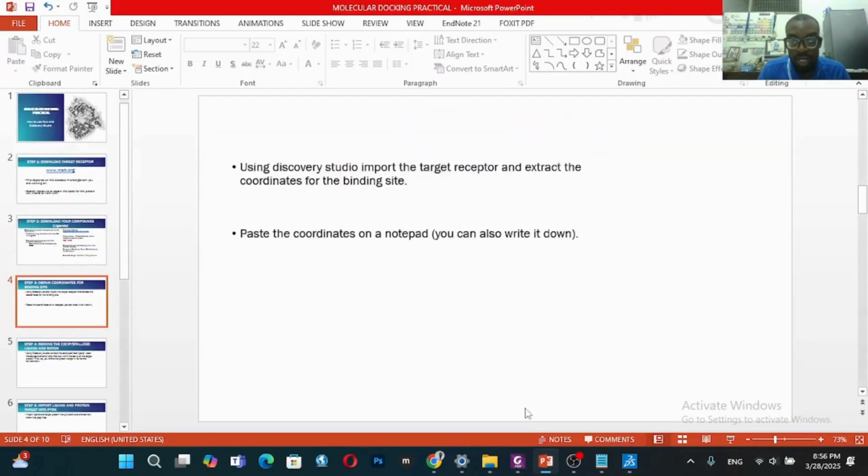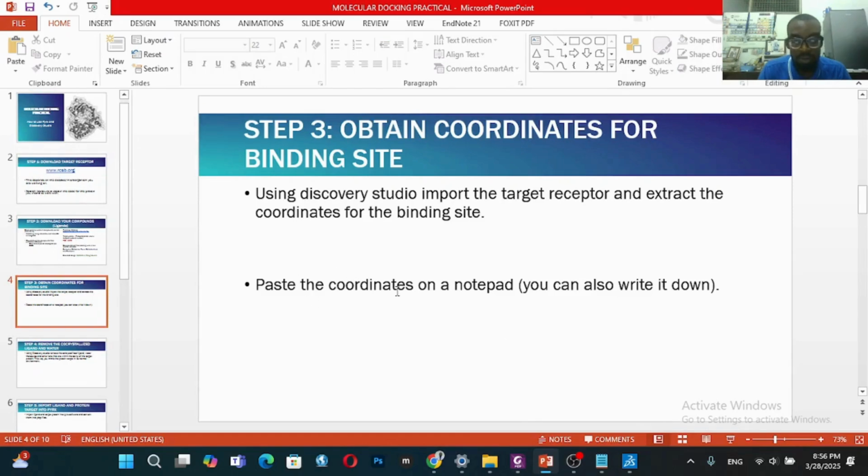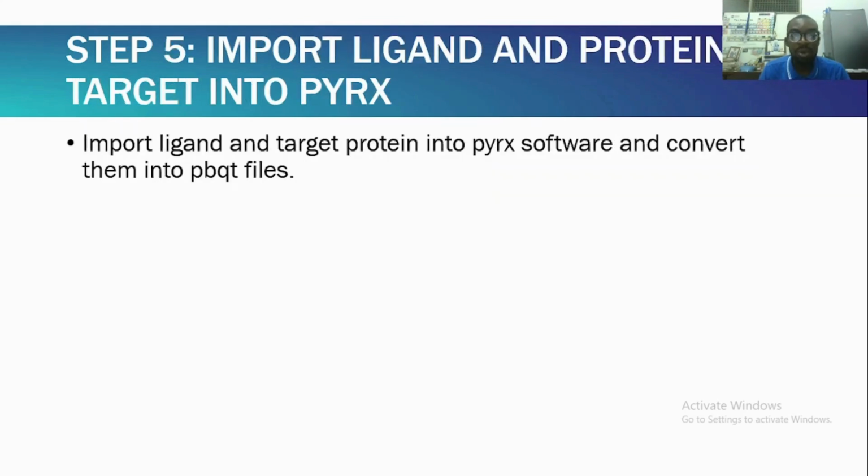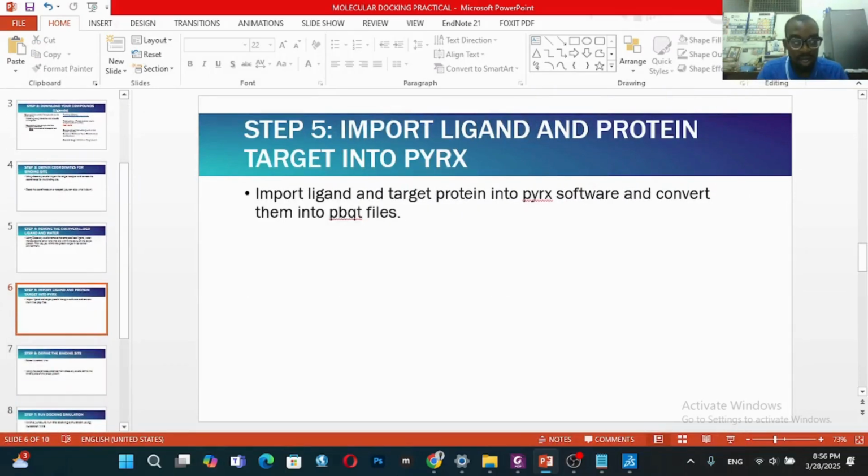Now, after you've done that, we've pasted the coordinates on the notepad. You can also choose to write it. The next thing you want to do is to remove the co-crystallized ligand and water, and then we've done that. I showed you how to do that, and it's very important you remove it. If you leave the co-crystallized ligand and the water molecules, it affects your result. Now, the next thing is to import your ligand and protein target into PyRx. So let's see how we do that. And to do that, we'll be using PyRx.